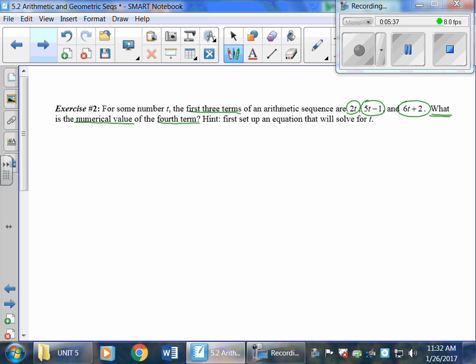So this gets a little confusing, but the first thing I always like to start with is to write down my terms. Again, I make my t's a little curved so that way I don't get them confused with plus signs. I know this is an arithmetic sequence, so I have a common difference. If I start with 2t, I have to add something to get to the next term, which is 5t minus 1. So what exactly do I have to add?